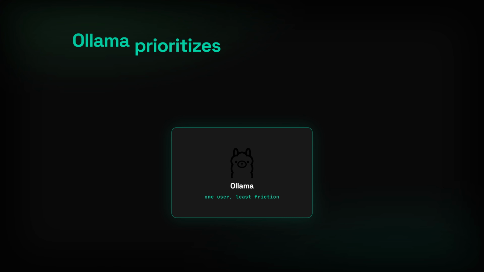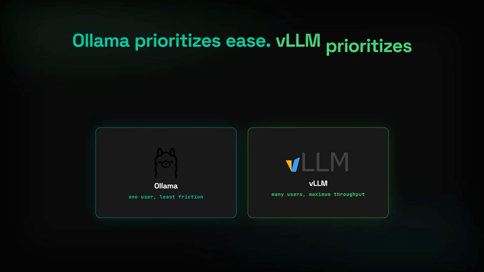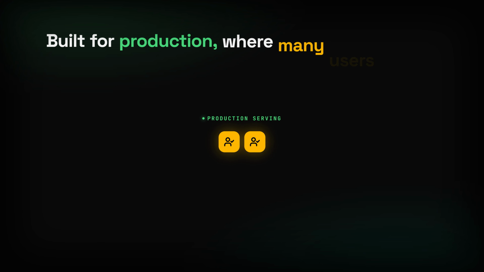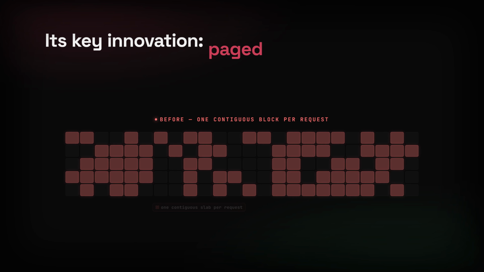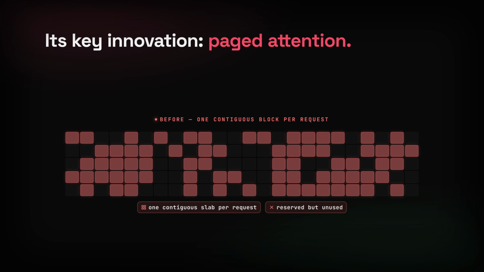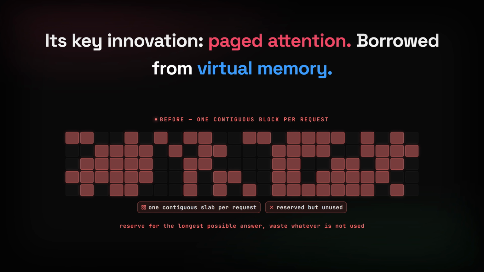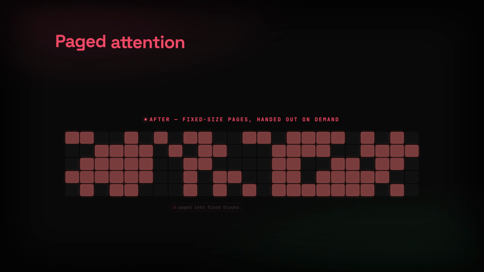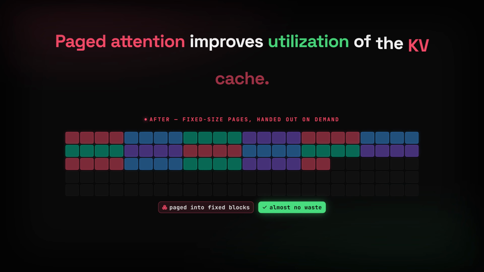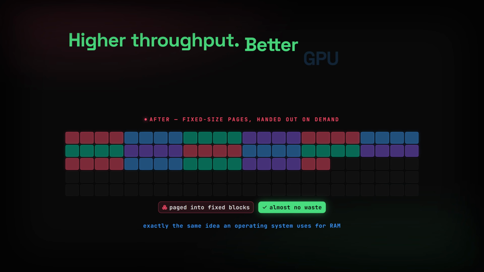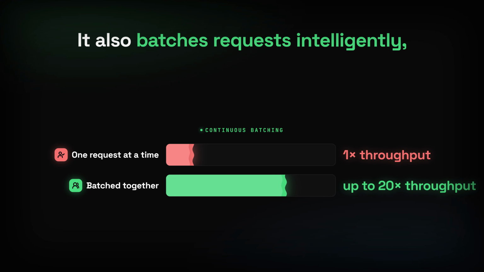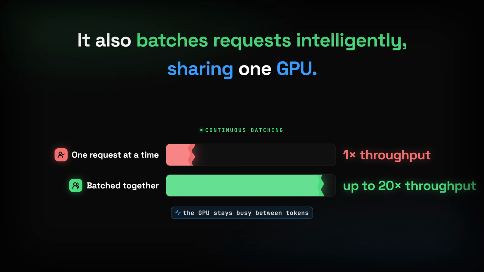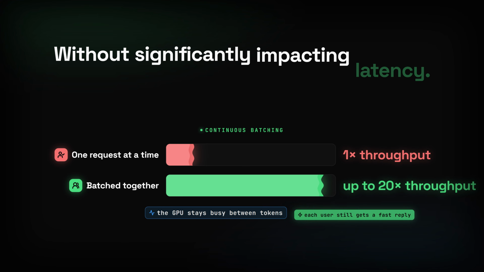Unlike Ollama, which prioritizes ease of use, vLLM is designed for maximum inference throughput. It is widely used in production environments where multiple users simultaneously access large language models. One of its key innovations is PagedAttention, an efficient memory management technique inspired by virtual memory systems used in operating systems. PagedAttention dramatically improves utilization of the key value cache, enabling higher throughput and better GPU memory efficiency. vLLM also performs intelligent request batching, allowing multiple users to share GPU resources effectively without significantly impacting latency.